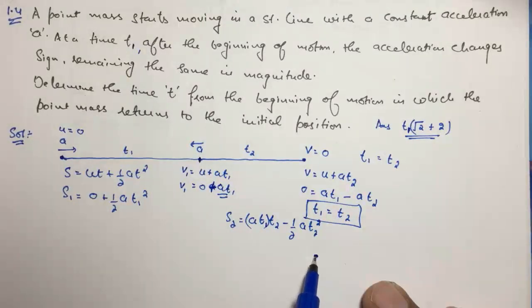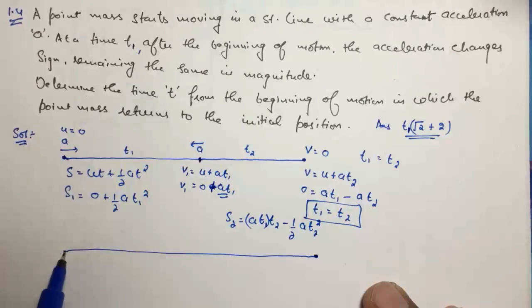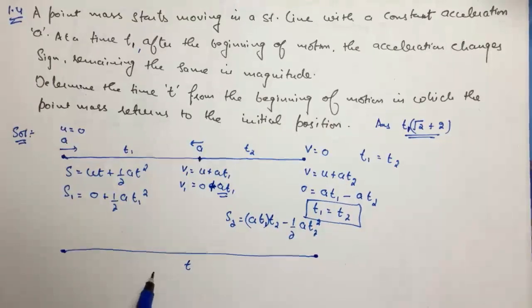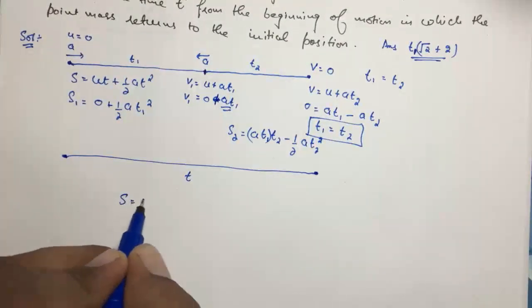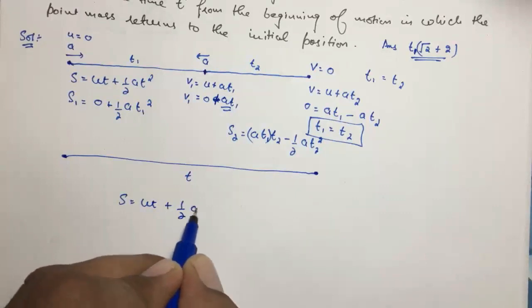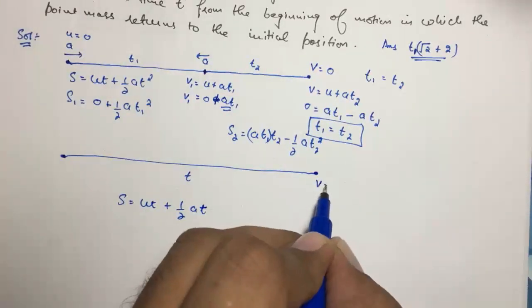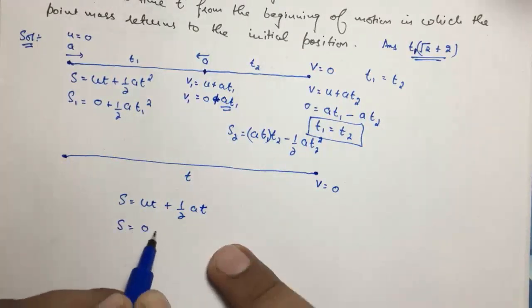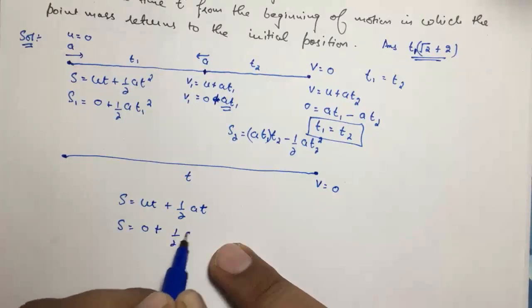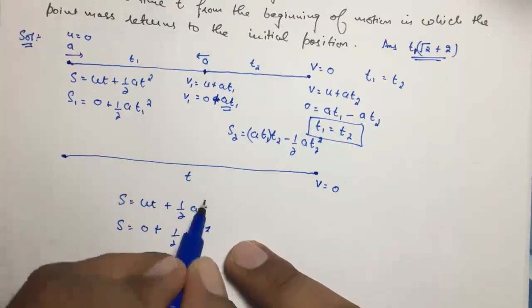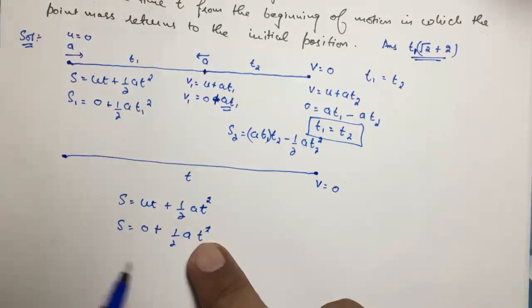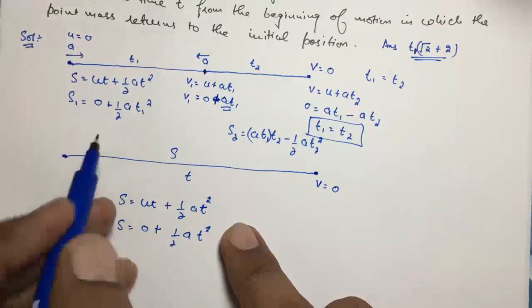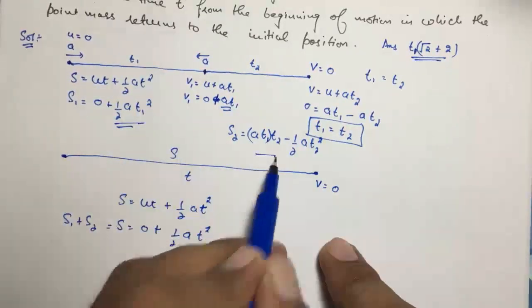Now the body is moving from this point all the way to this point. Now this time is, say, t. Now we can use the simple equation s is equal to ut plus half a t square. Here we have velocity v equal to 0, so the initial velocity in this case is 0. This is 0 plus half a t square. This is the equation we are going to use. And what is this distance s? That is equal to s1 plus s2, and we can put in the values of s1 and s2 from this equation.